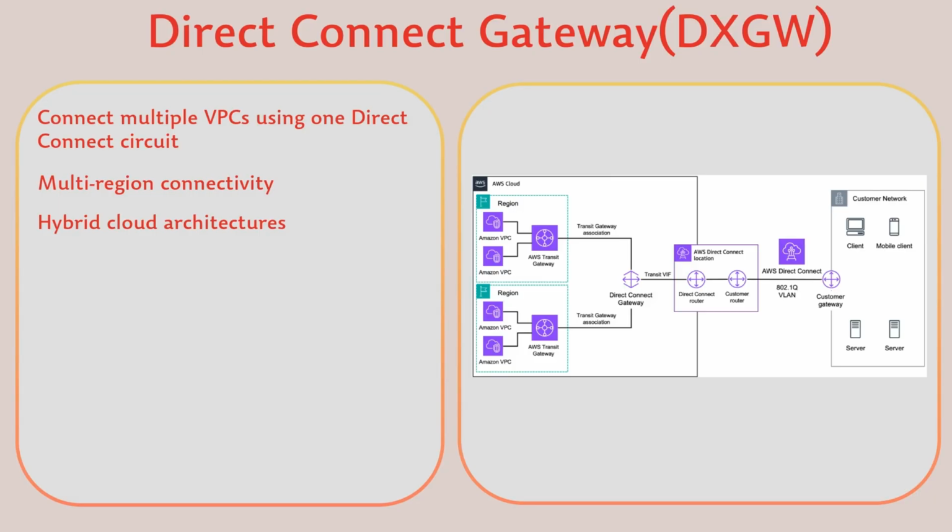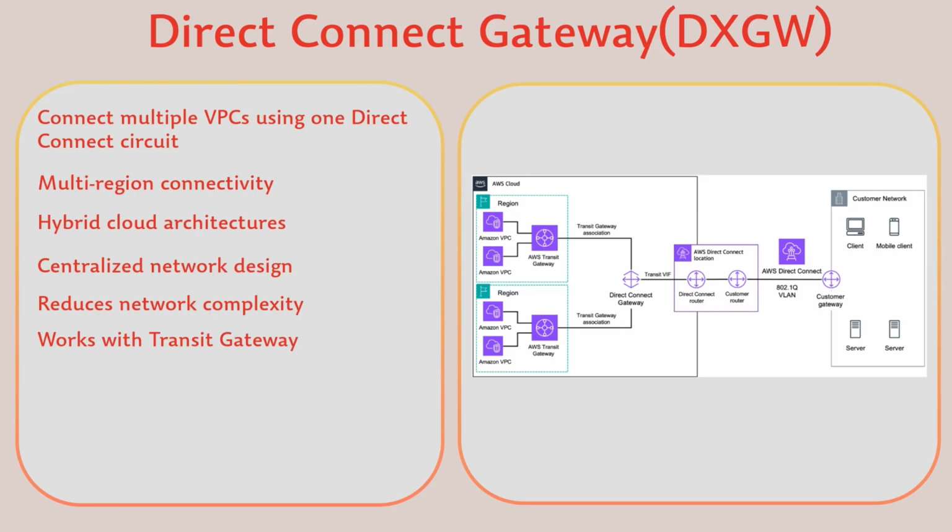It's a centralized network design. Large enterprises often have headquarters, and headquarters to Direct Connect, and Direct Connect to the Direct Connect gateway, then transit gateways, and the transit gateway is connected to 100 plus VPCs. It reduces network complexity. Instead of connecting each VPC with separate Direct Connect links, we connect one Direct Connect gateway with all VPCs. It works with transit gateway, useful for mergers and acquisitions.